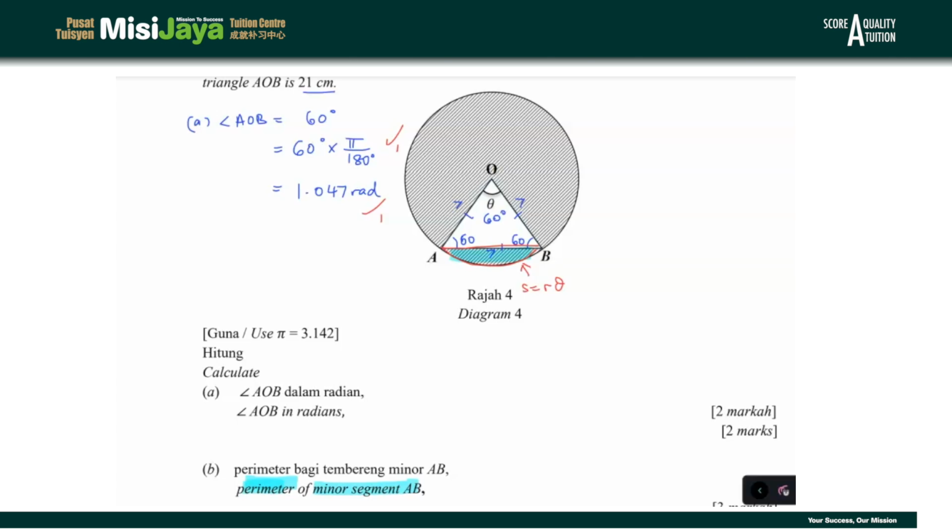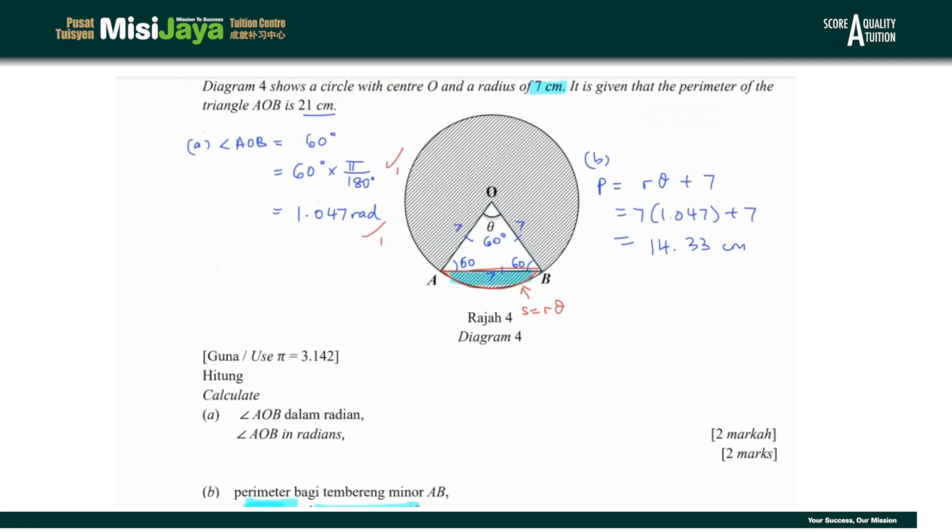I'm going to do my working over here for B. The perimeter is r theta plus 7. Our radius is 7 and our theta, which we got just now from the answer in A, is 1.047, and then plus 7. So 7 times 1.047 then plus 7, we get 14.33 cm. Where do we get the 3 marks? This step is 2 marks and then the final answer is 1 mark. So there will be 3 marks for this question.